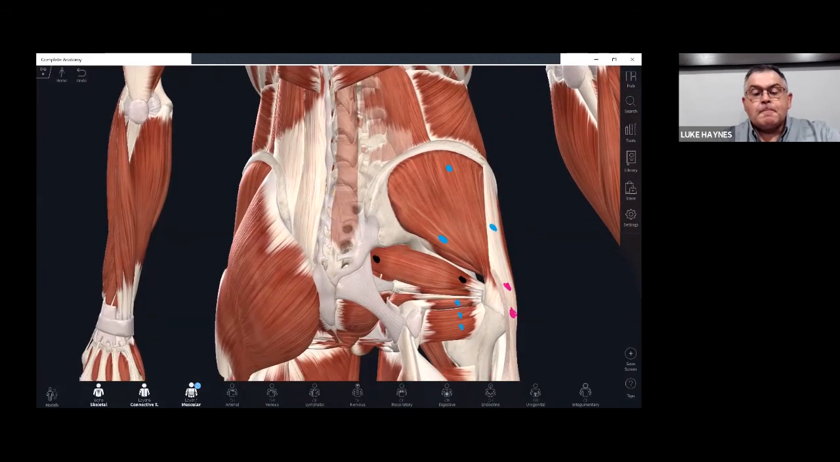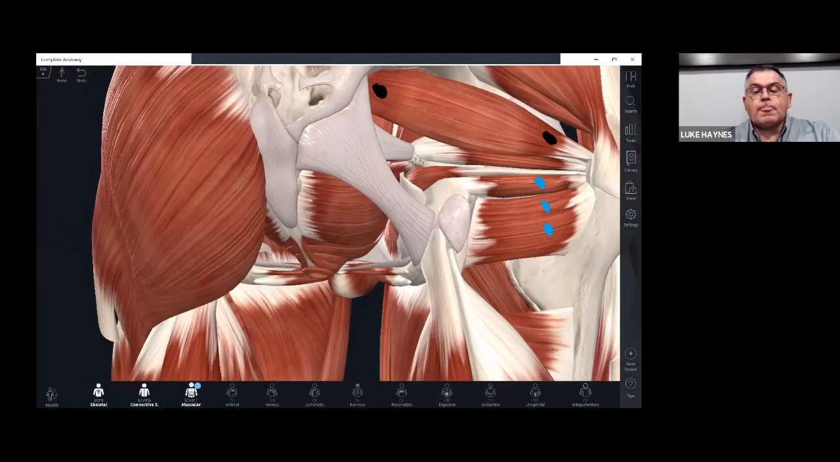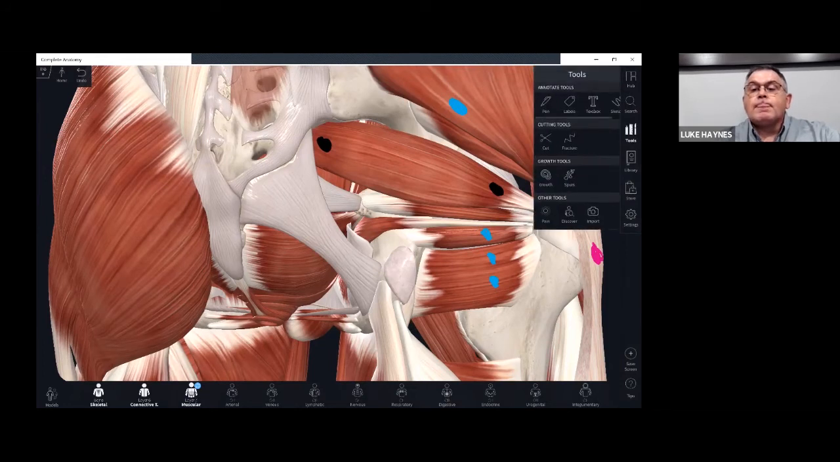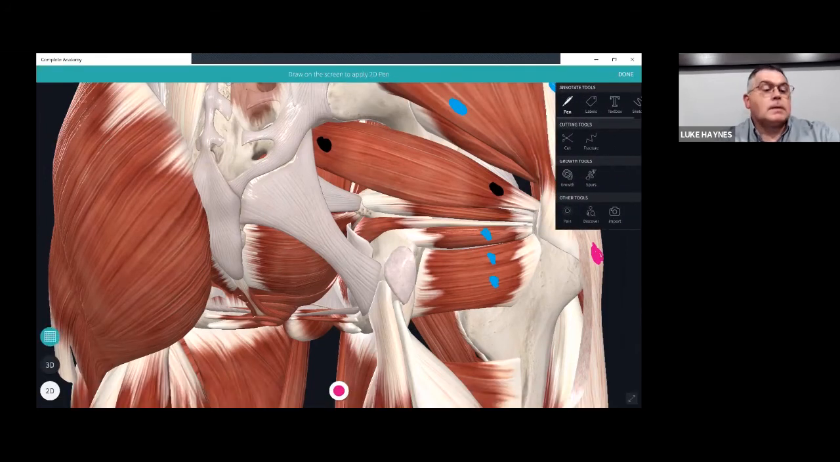But equally, we want to needle onto, let me get this right here, right there. We do want to be cautious. The sciatic nerve is running just adjacent to that.